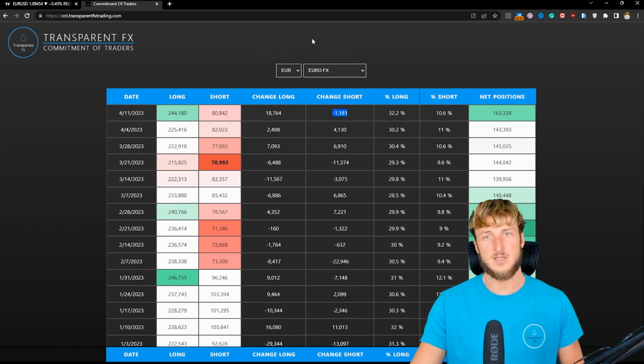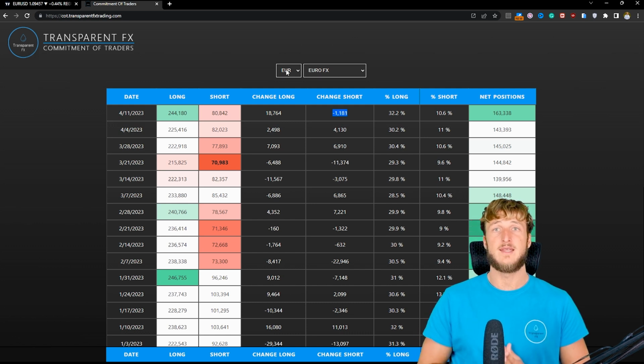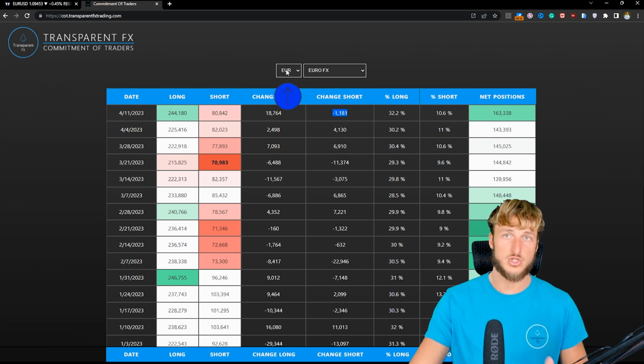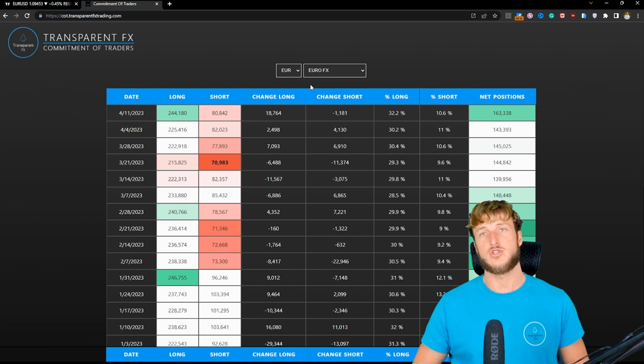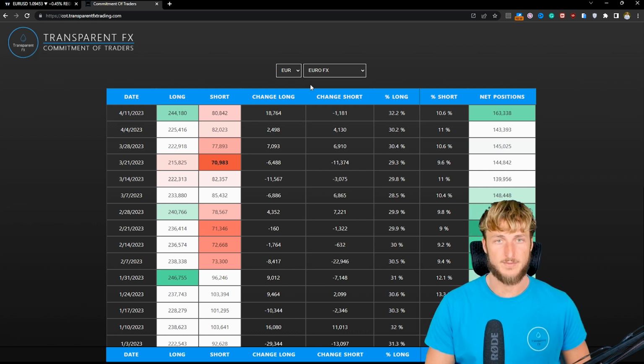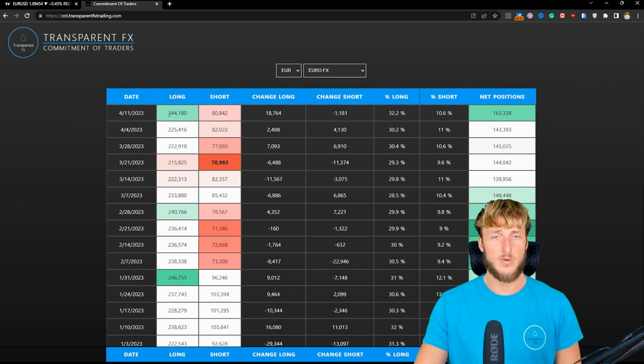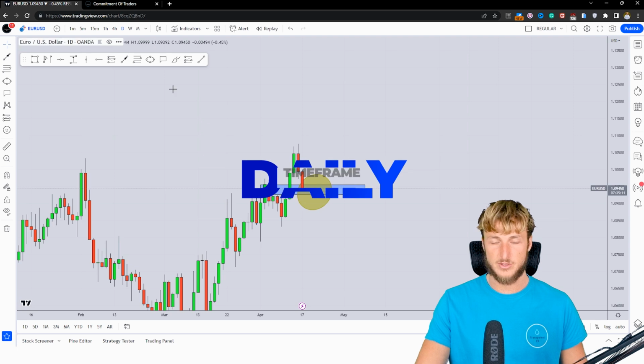Now you might be asking yourself, why are we only looking at the euro if we actually want EURUSD? Well, that is because you have to keep in mind that all currencies on the spot are traded against the USD. So if we're checking the data for the euro, we are actually already checking EURUSD. If we look at the overall situation at the moment from an institutional perspective, we are currently sitting with 244,000 longs and 80,000 shorts. So definitely getting quite strong.